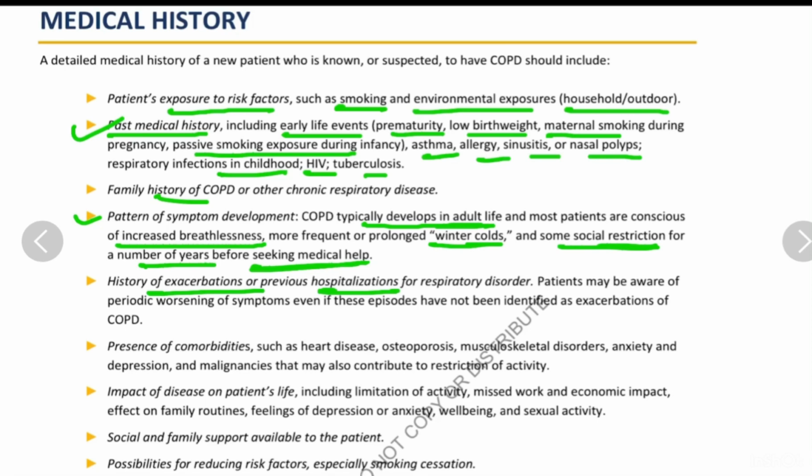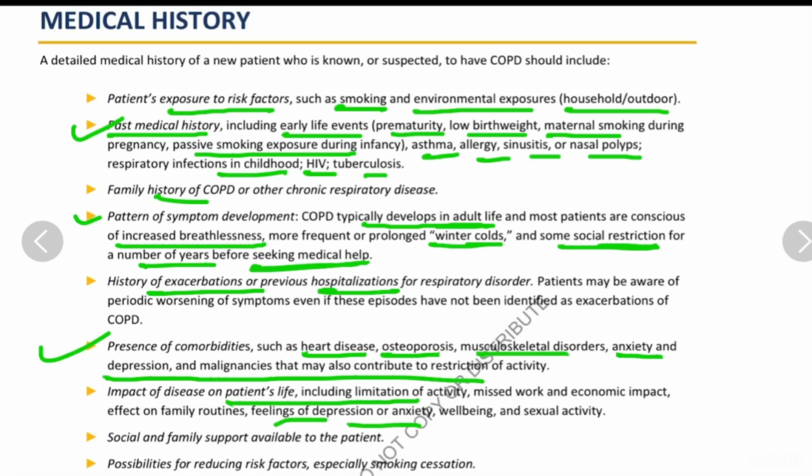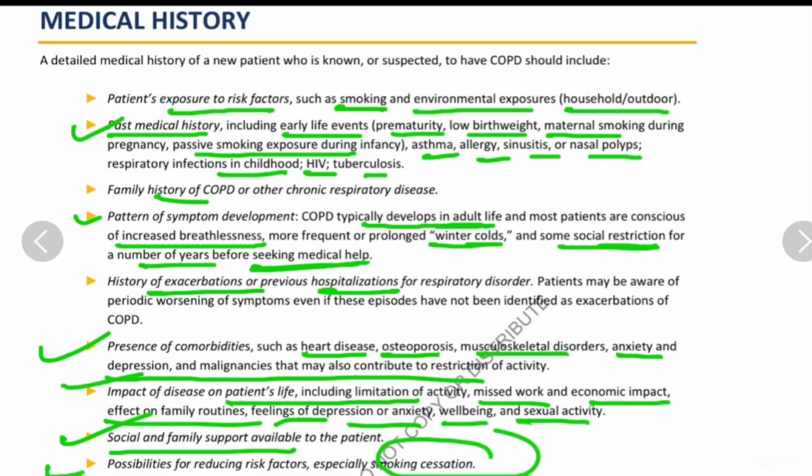A history of previous hospitalization could be there. And they are telling about the presence of comorbidities like heart disease, osteoporosis, musculoskeletal disorder, and anxiety. So this history we have to take. We also have to take the impact of the disease on the patient's life, like whether the patient has anxiety or depression, their well-being, sexual activity, missed work, economic impact, and effect on family routines. Social and family support we have to ask about, and the possibility of reducing risk factors, especially smoking cessation, we have to ask.